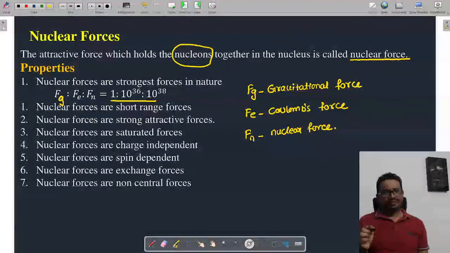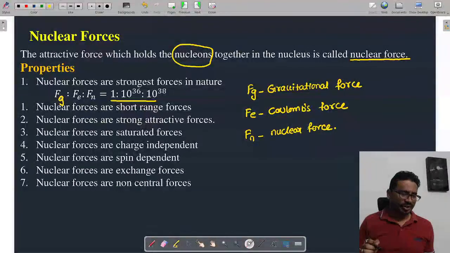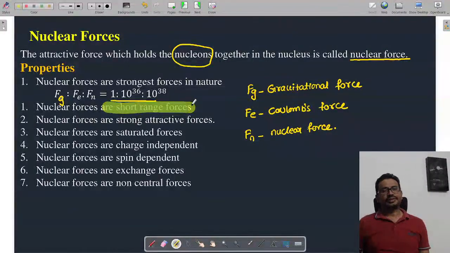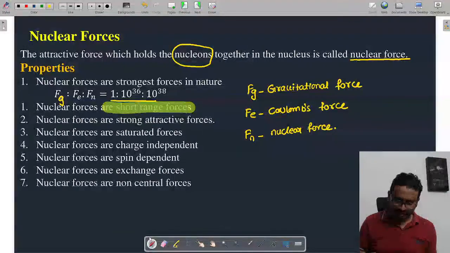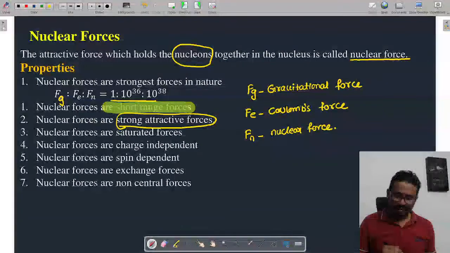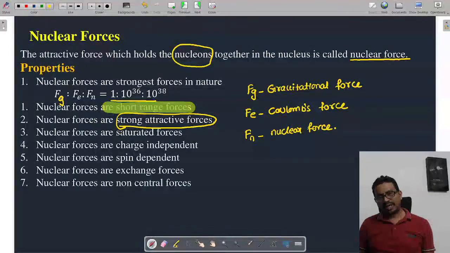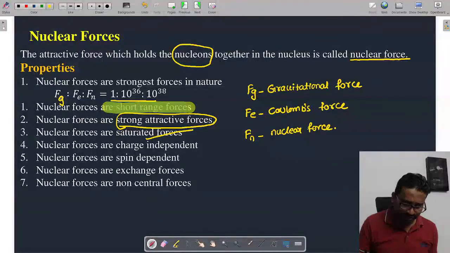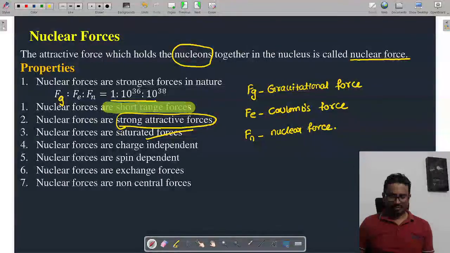But nuclear forces are very short range forces only. They can exist only over very short distances. And these nuclear forces are strong attractive forces. Coulomb's forces can be attractive, maybe repulsive, but nuclear forces are always attractive only. These are saturated forces.